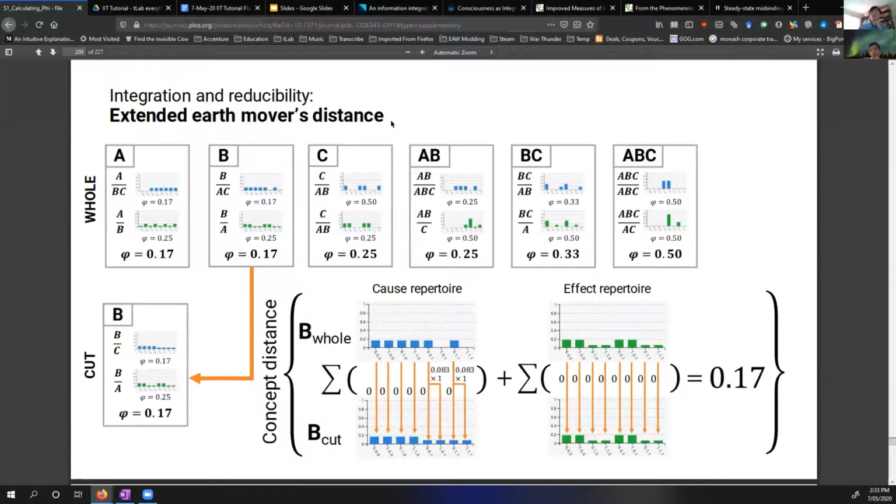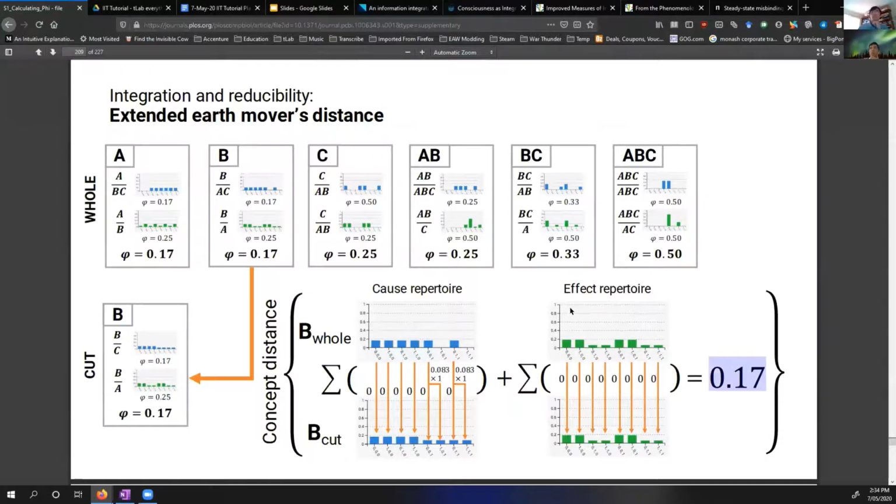So this is illustrating exactly the process. It's just the Earth mover's distance between this distribution and this distribution here, which are these two in blue. And this one is just the Earth mover's distance between these two in green, from here to here, after making the cut. And it gives this distance.